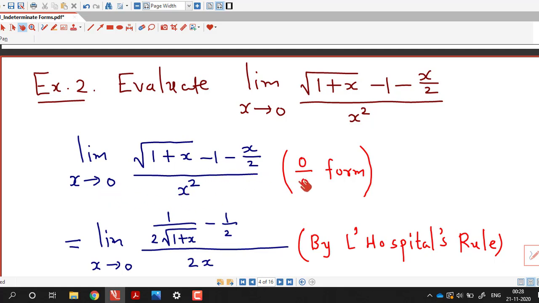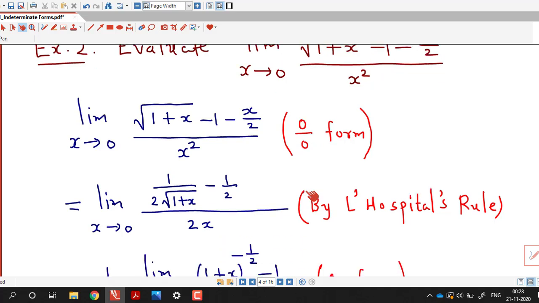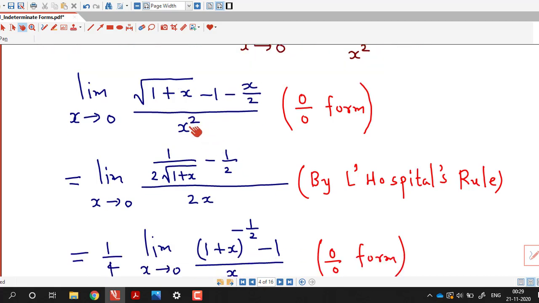So it is easy to observe that this is also 0 by 0 form. So we apply L'Hospital rule. So we take differentiation of numerator with respect to x. Derivative of square root of 1 plus x is 1 over 2 times square root of 1 plus x. Derivative of 1 is 0, minus 1 by 2 into derivative of x, which is 1, over derivative of 2x. In the numerator we have written derivative of x square, which is 2x.